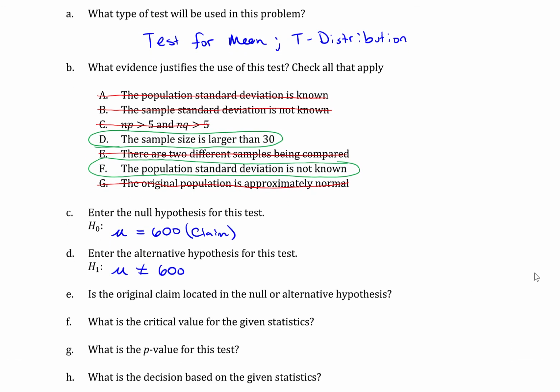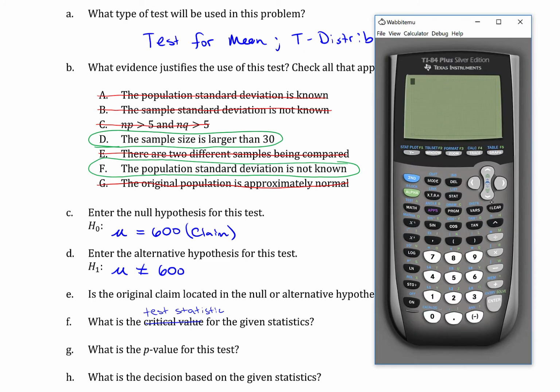Is the original claim located in the null or alternative hypothesis? The original claim is in the null hypothesis, so I'll just write H sub 0 for that. What is the critical value for the given statistics? Okay, that's actually not worded well. That should state what is the test statistic. And we get that from the calculator. So let's go into the calculator here.